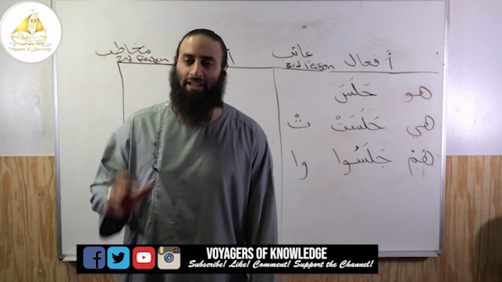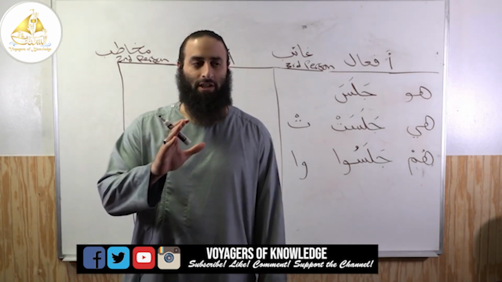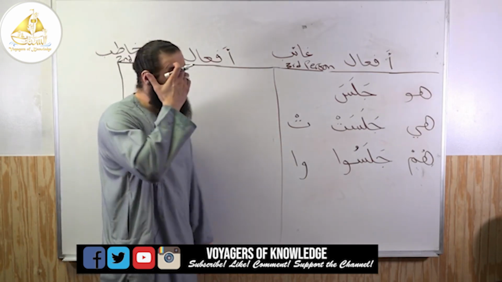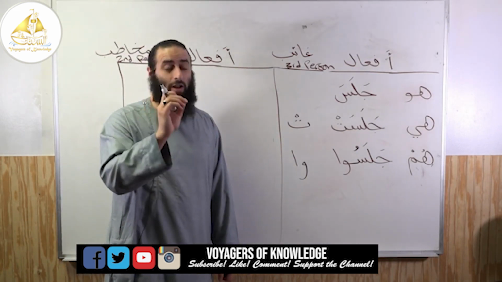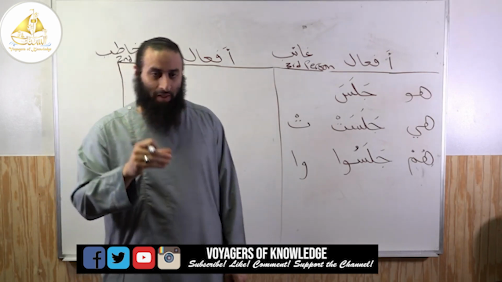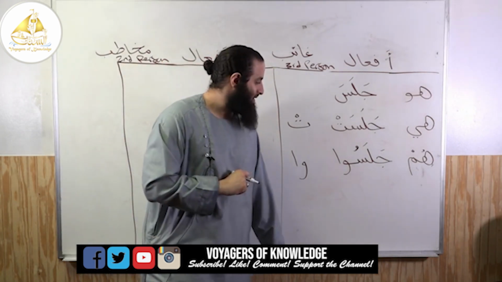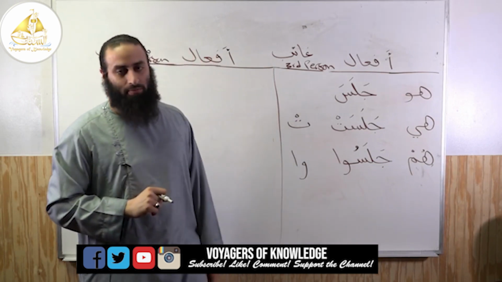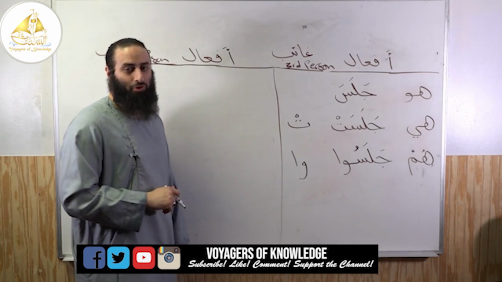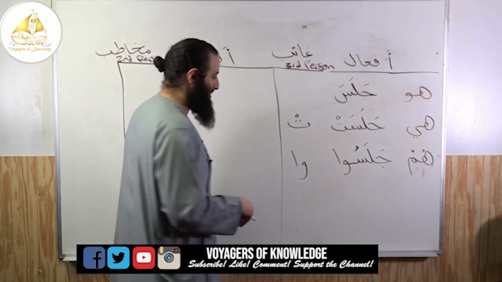Jalasu. Akalu. Sajada. Sajadu. Right? Kharaja. Kharaju. Good. They can't both have sukoon. What is it? This is written, so it doesn't count. It's written, but it's not pronounced. So, it's an exception. What a surprise.